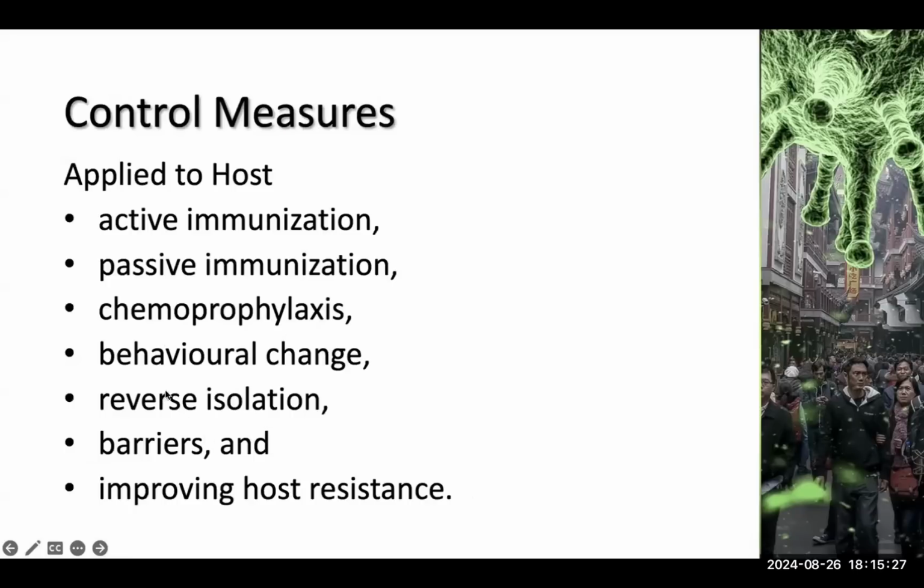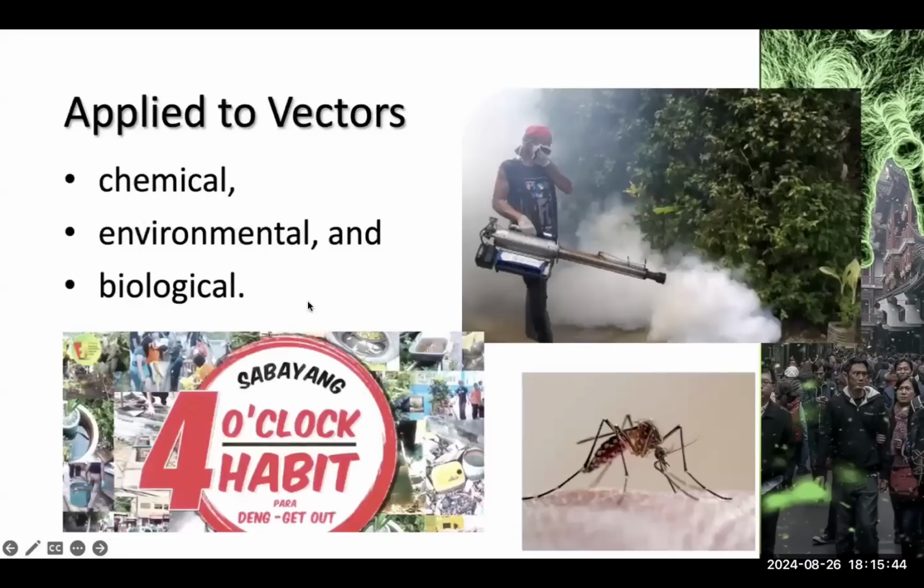Can also do reverse isolation. Instead of the subject being isolated, the contacts will be the ones who will be isolated. Can also have barriers, and we can improve host resistance by giving nutrients, okay? Improving the nutrients.